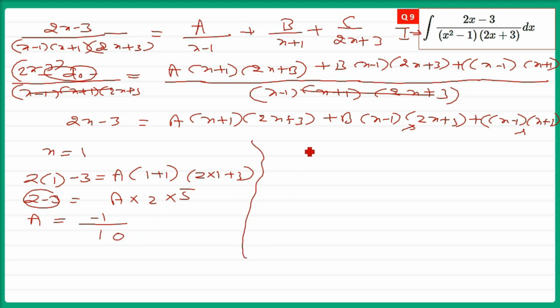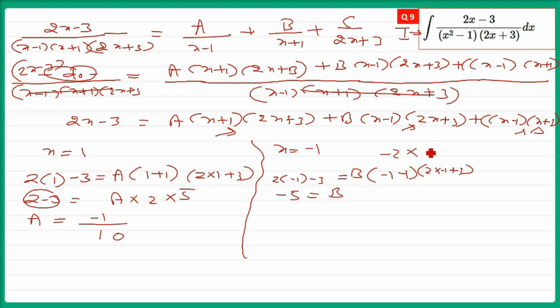Now coming to the other two constants B and C. We'll put x equals to negative 1. So the first term will become 0 and the third term will become 0. So we'll get B here. Replace x equals to negative 1 everywhere. On the left also you have to do the same. 2 into negative 1 minus 3, so minus 2 minus 3 is negative 5, equals B into negative 1 minus 1 is negative 2, times 3 minus 2 is 1. So negative you can cancel. B became 5 by 2.